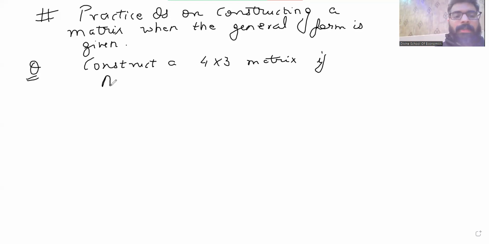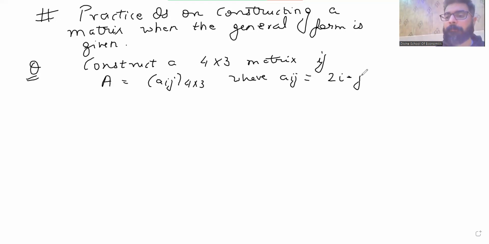If the matrix A, whose general form is Aij, 4 cross 3. So capital A is equal to Aij, which is a 4 cross 3 matrix, where we are given the general form Aij is equal to 2i minus j. In order to solve a problem like this, first of all, students should write the matrix in the expanded form. A 4 cross 3 matrix would mean 4 rows and 3 columns.